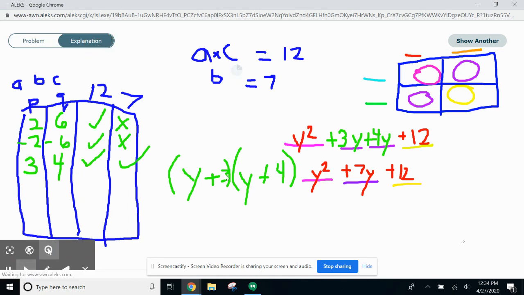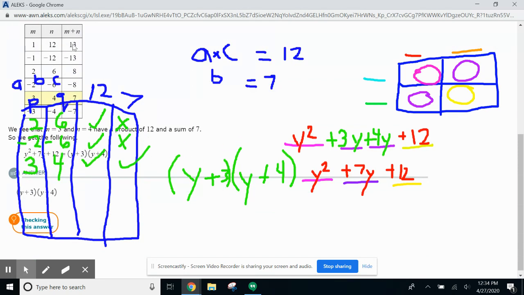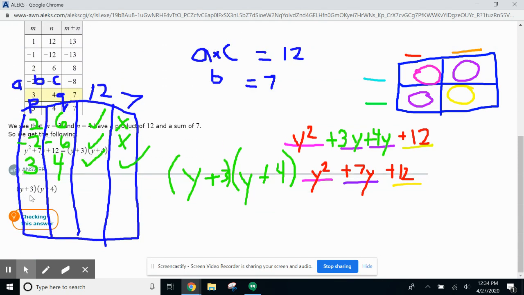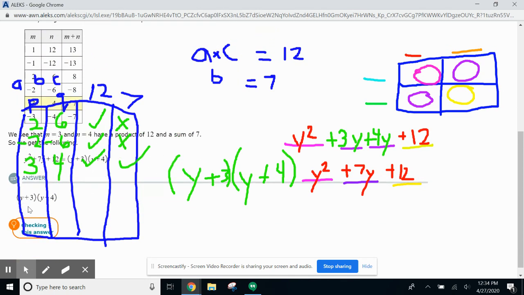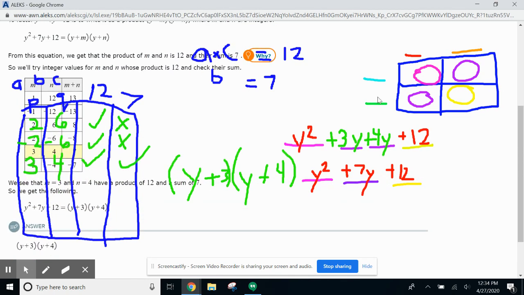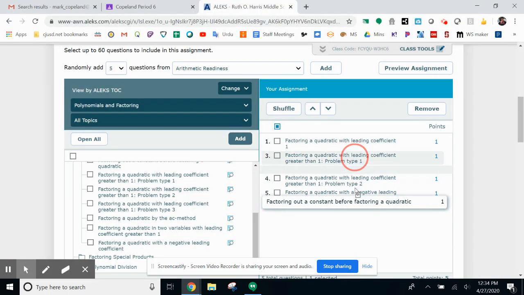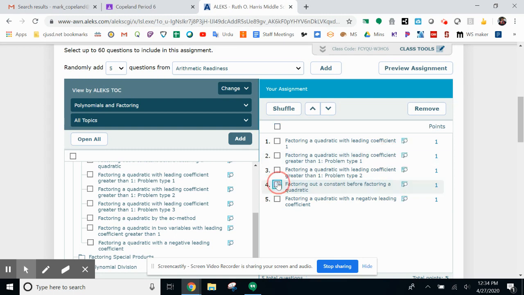And if I look at my explanation and double check my work, you can see they made a table as well. Y plus 3 and y plus 4. At least I think that's a plus sign. Yep. All right. So let's go to this one next.